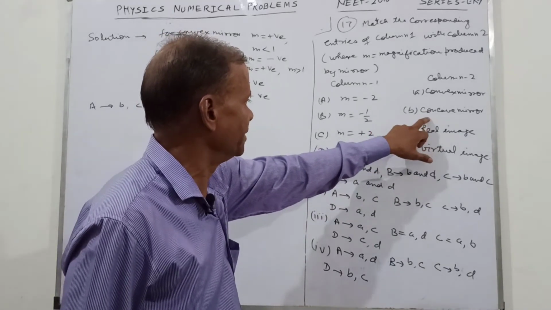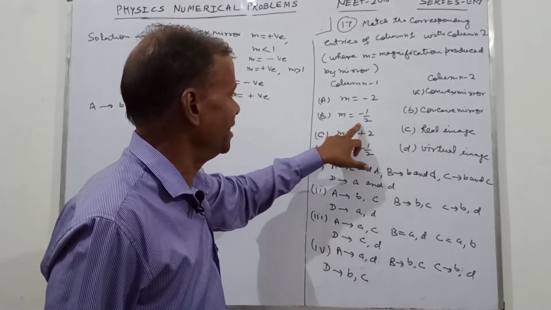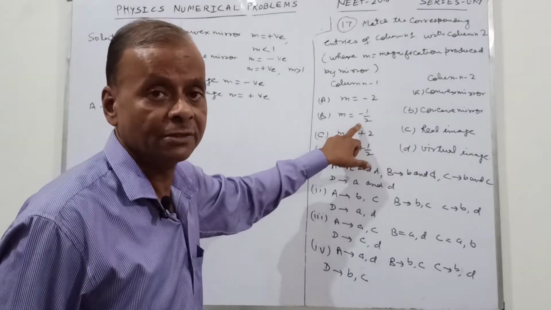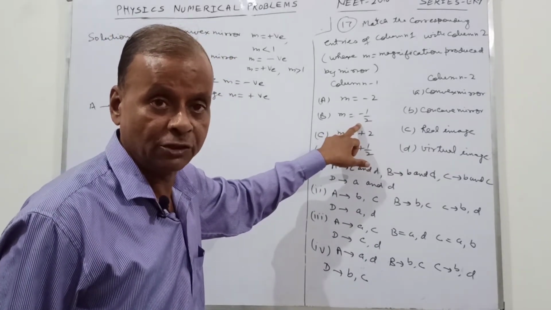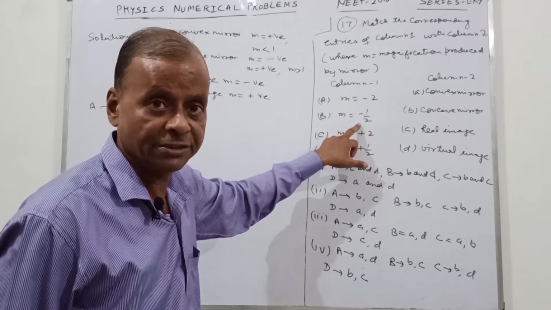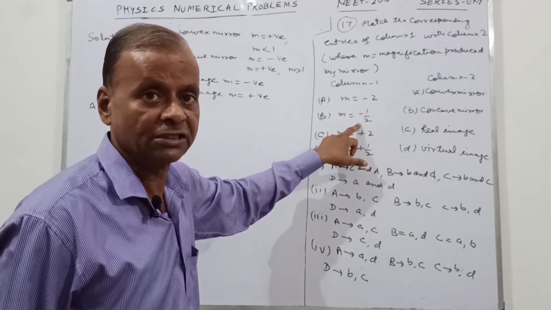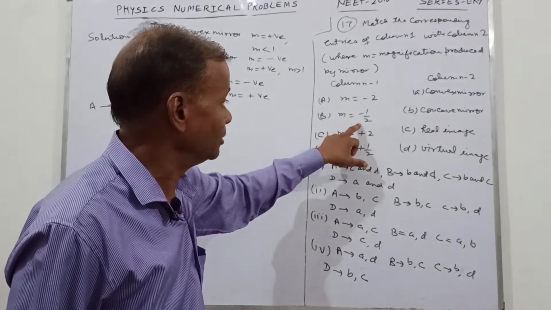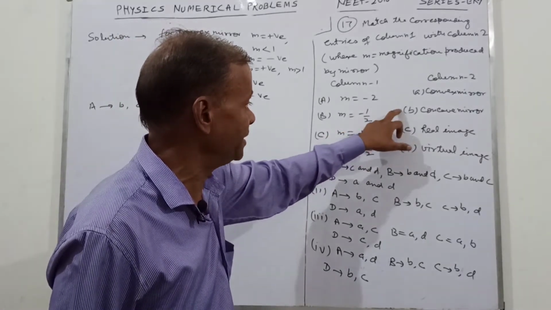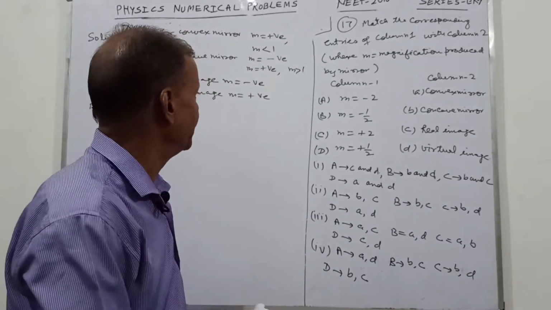And for this concave mirror, the length of the image may be equal to the length of the object, less than the length of the object, or more than the length of the object. So all three are possible. So this is now also B and C.